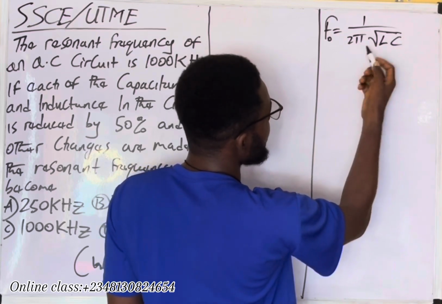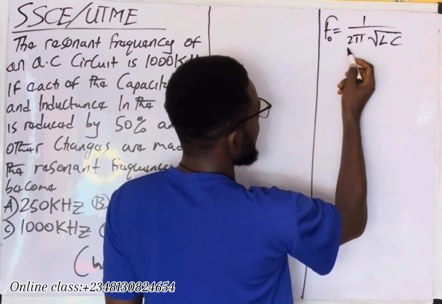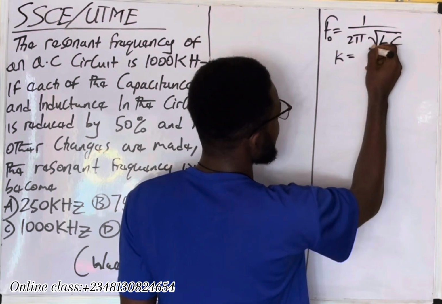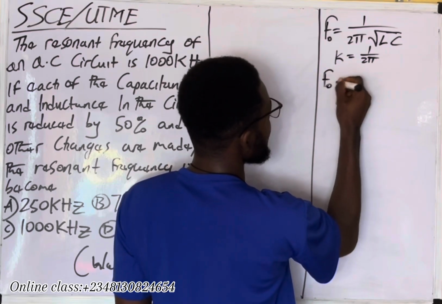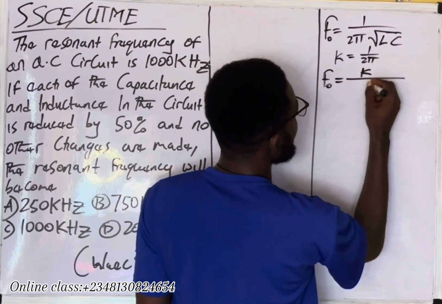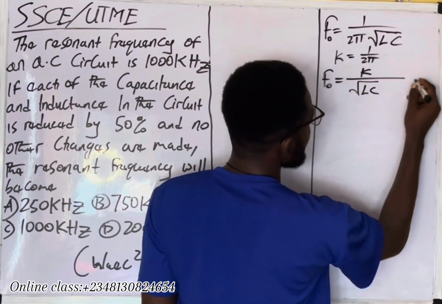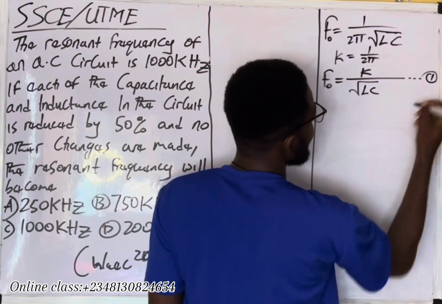Now look at this. We have constants here. What are the constants? 1 and 2 pi. So these are the constants. Let's use K as a constant, which is equal to 1 over 2 pi. So the resonant frequency is equal to K over the square root of LC. Let's call this equation 1.